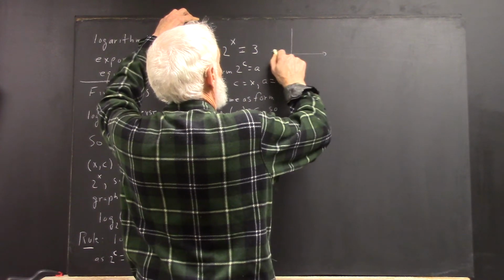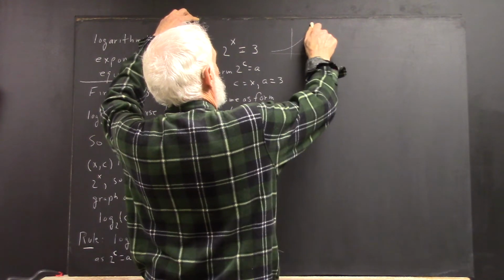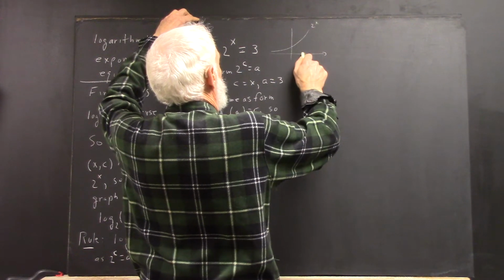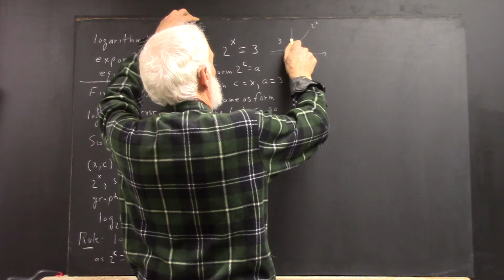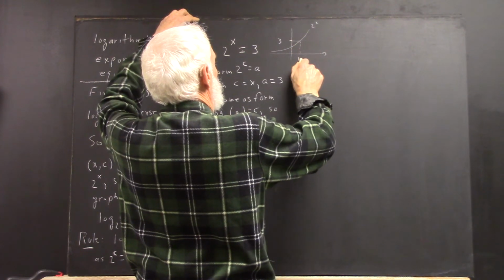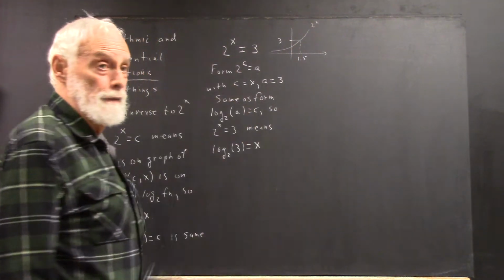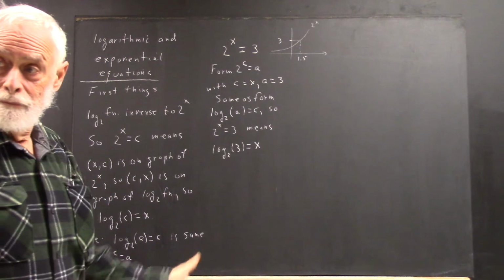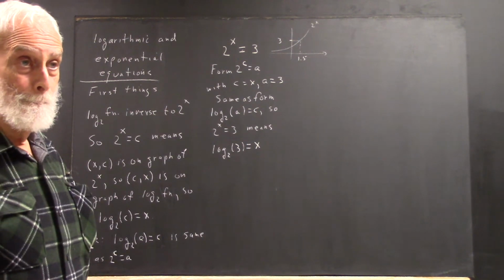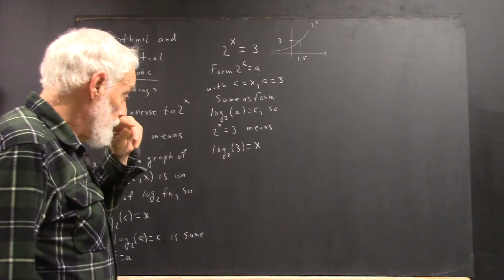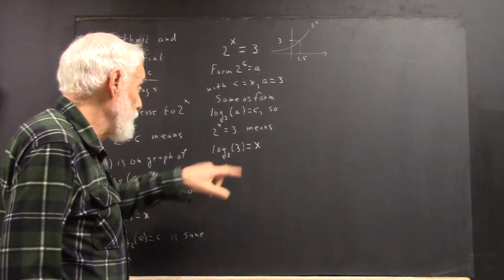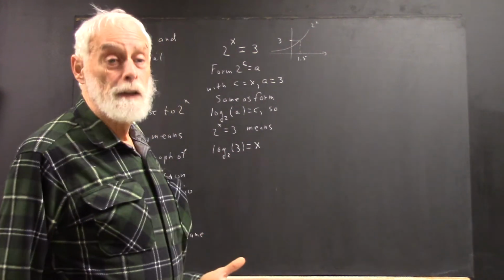Remind you what you did. Here's your 2 to the x graph. Here's 3. Here's 1.5. Now we're going to see how your estimates are, see if you're making good estimates, okay? So now you can take your calculator.